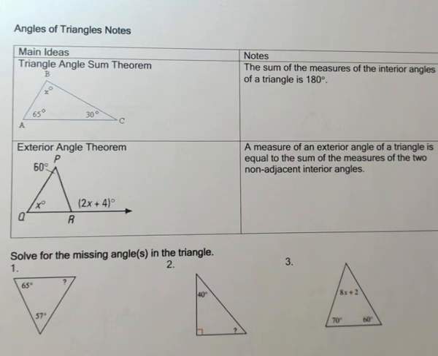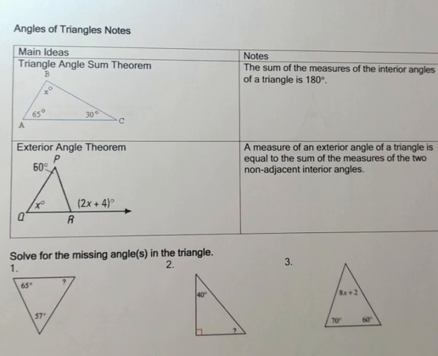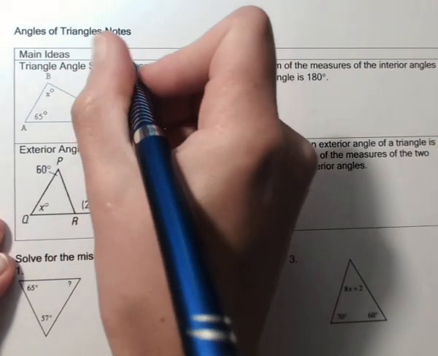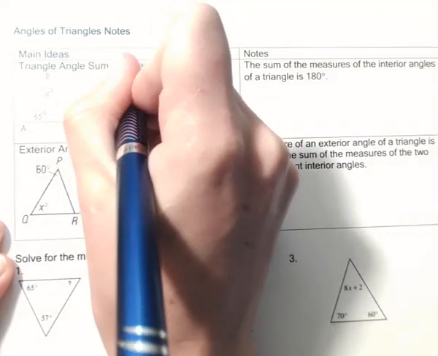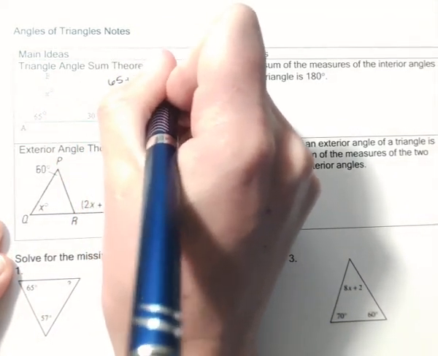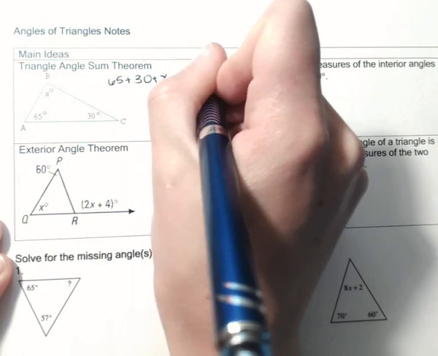Today we are looking at two theorems of triangles. The first theorem we've already talked about in class is called the triangle angle sum theorem. It's where all three angles in a triangle add up to 180 degrees. So we can set up a little equation with this and just add together your 65 plus 30 plus x, set it equal to 180 degrees.